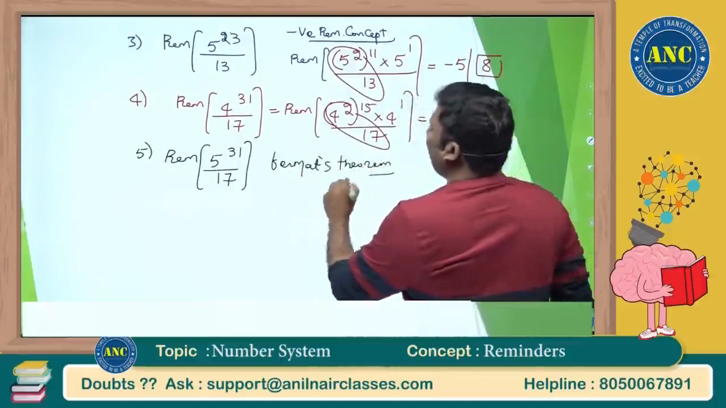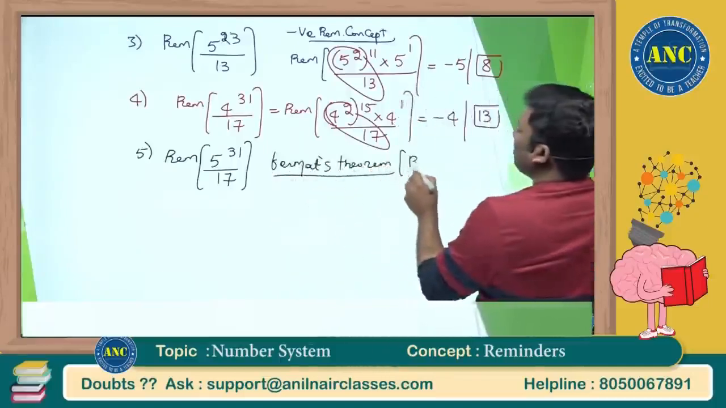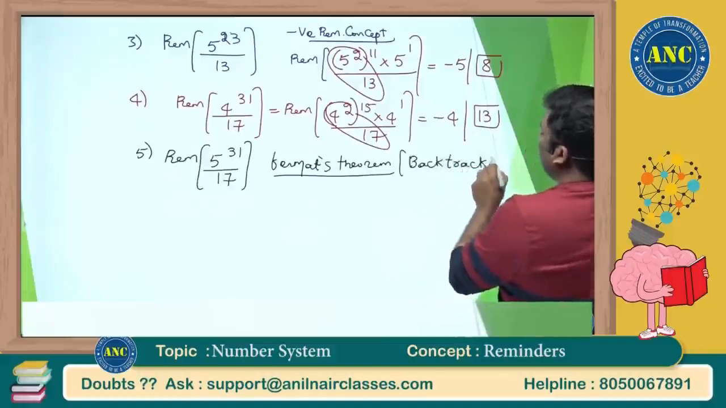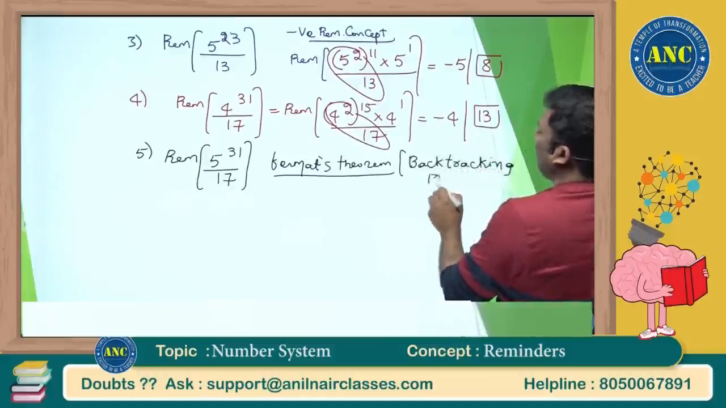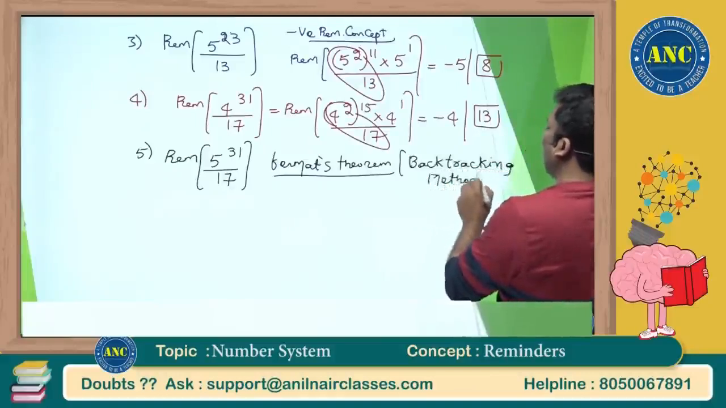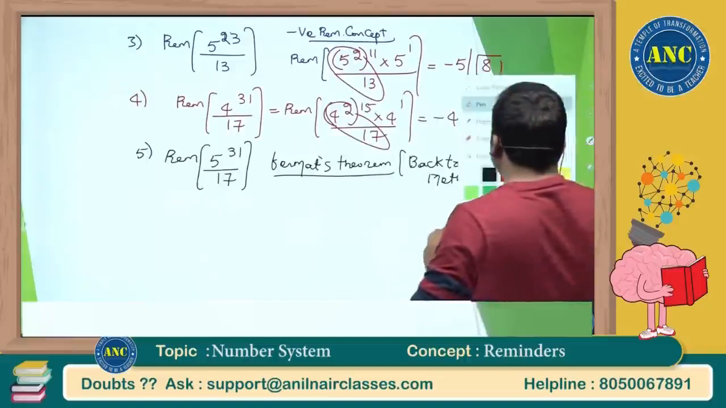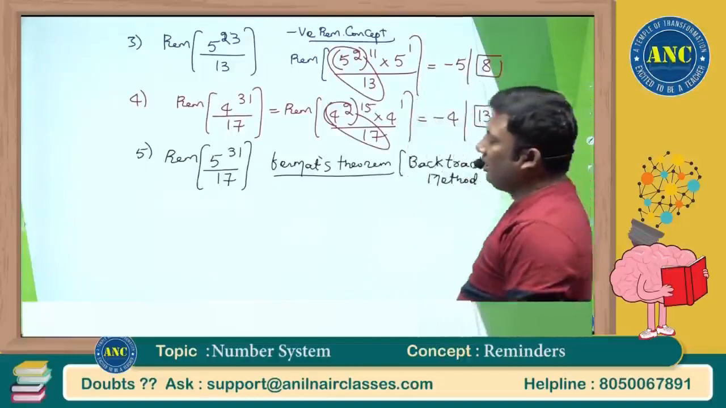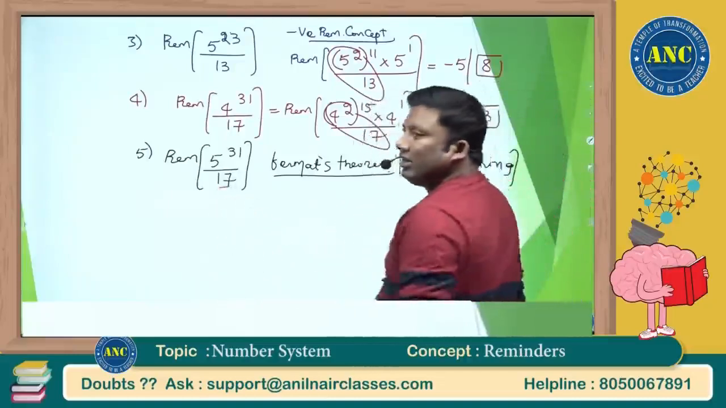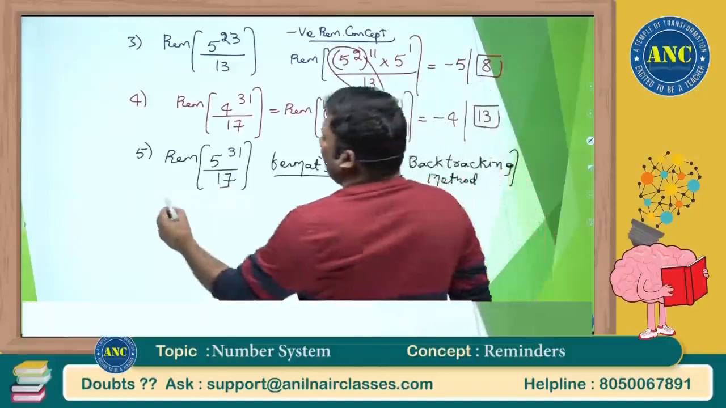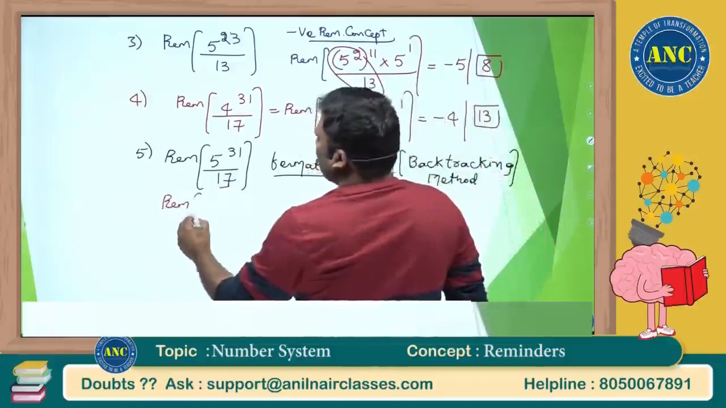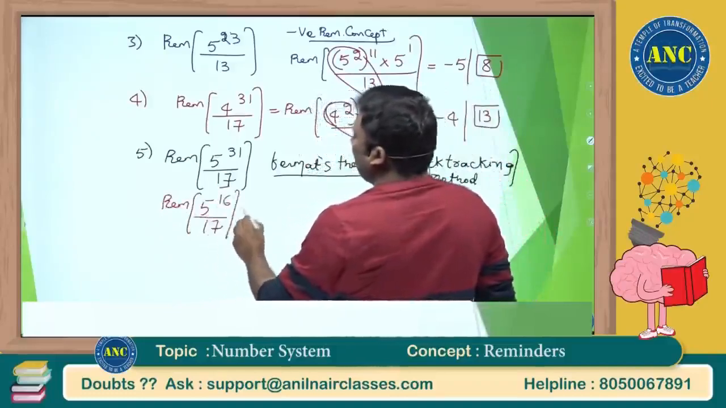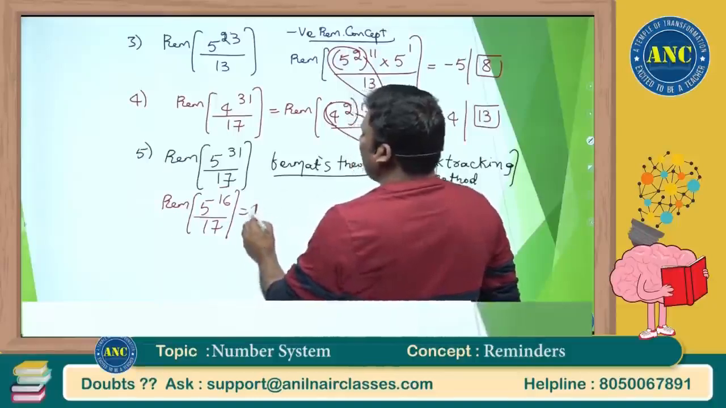How will the theorem be helpful? Let us see. Yesterday in Euler's theorem, we have seen the backward approach, most popularly called the backtracking method. Backtracking means you determine the known, and from that known you determine the unknown. 5 power 31 by 17. Because the denominator is 17, the numerator power can be 16. So 5 power 16 divided by 17 is 1, according to Fermat's theorem.